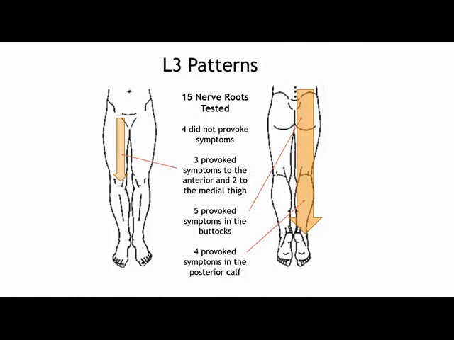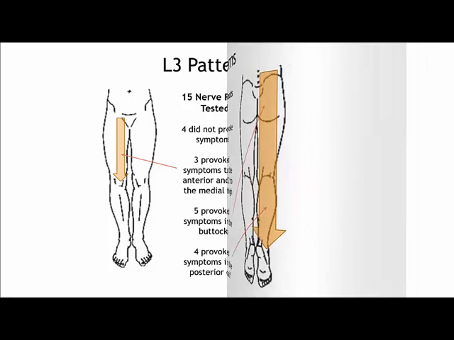For L3, we see that 15 nerve roots were tested. 4 did not provoke symptoms. 3 provoked symptoms on the anterior and 2 to the medial thigh. 5 provoked symptoms in the buttocks, and 4 provoked symptoms in the posterior calf.